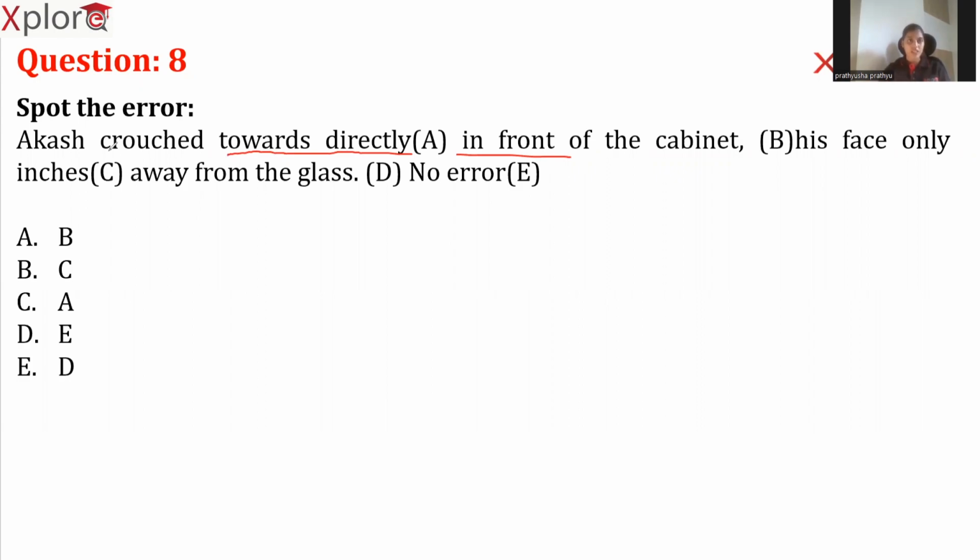The actual meaning of crouching is bending down. So crouched down means bend down. We don't need to use towards here; we need to use down. Akash crouched down directly in front of the cabinet, his face only inches away from the glass. So the answer is option C.